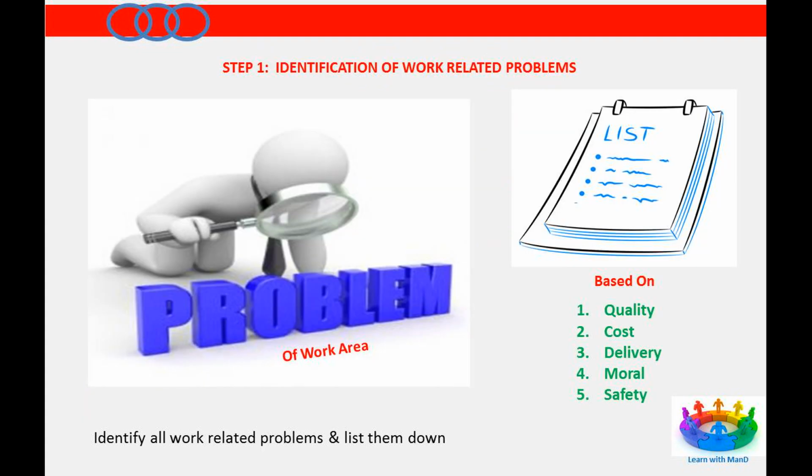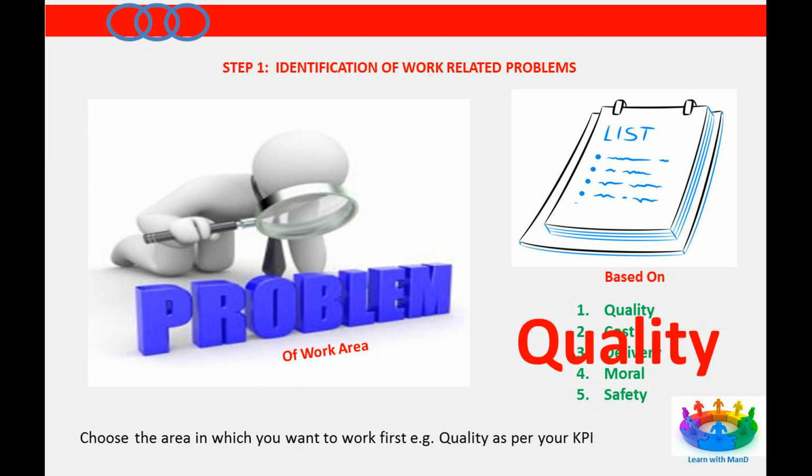Our first step is identification of work related problems. In this step, the group of people of quality circle sit together and note down all the work related problems based on the categories quality, cost, delivery, morale and safety. So first list down all the problems of your work area and then we select a category.